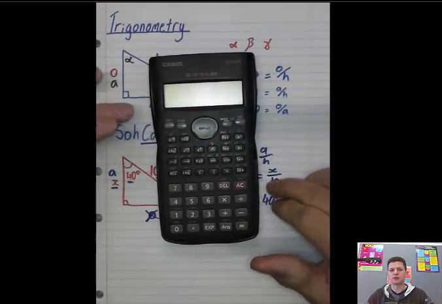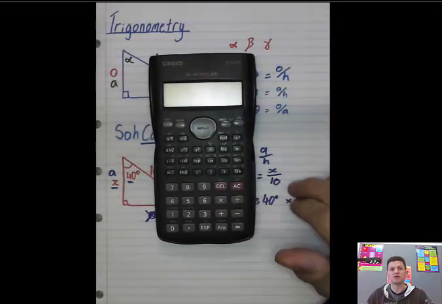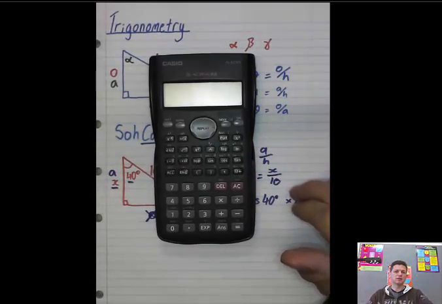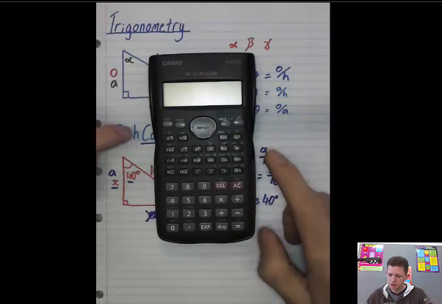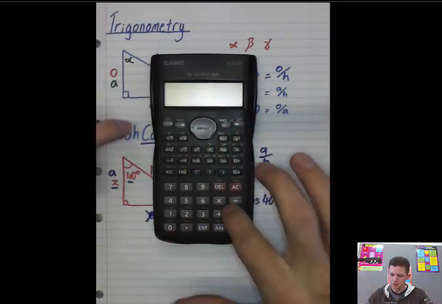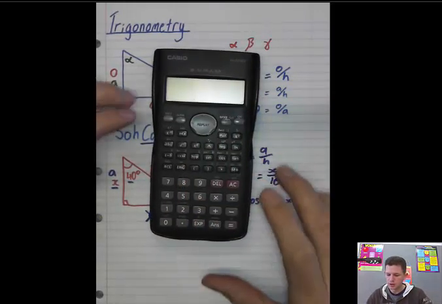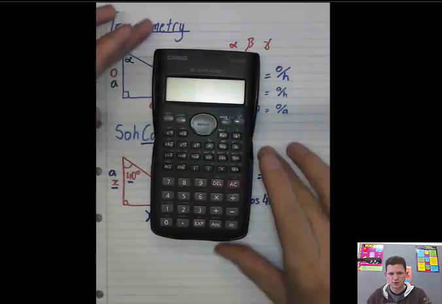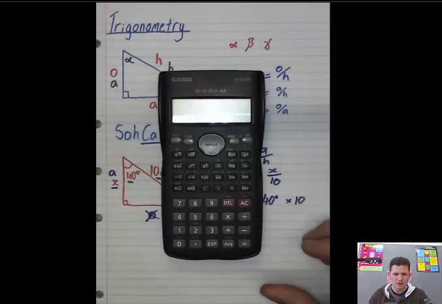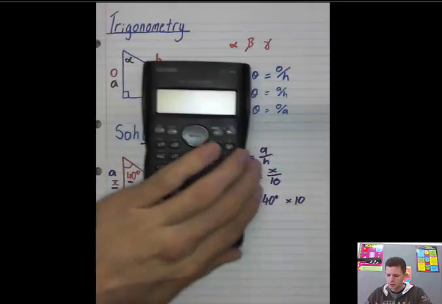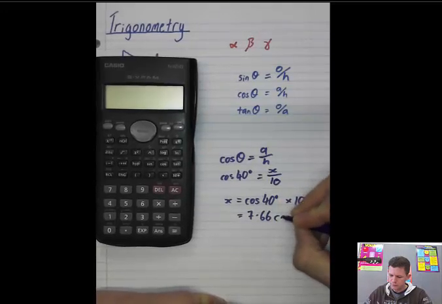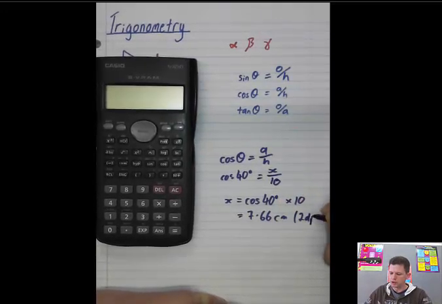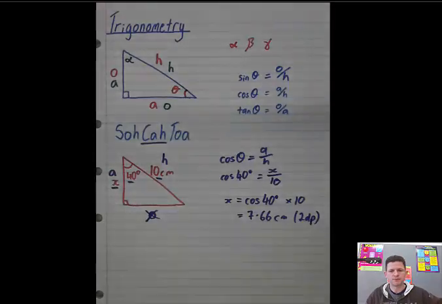Remember in class we looked at making sure our calculator is in degrees mode. That's really, really important. If you haven't figured that out, please make sure you see me in class and we need to get that sorted as soon as possible. So once we're in degrees mode, cos 40 times 10 equals 7.66, which you can't really see on that screen unfortunately. And we always want to put in our rounding statement there.